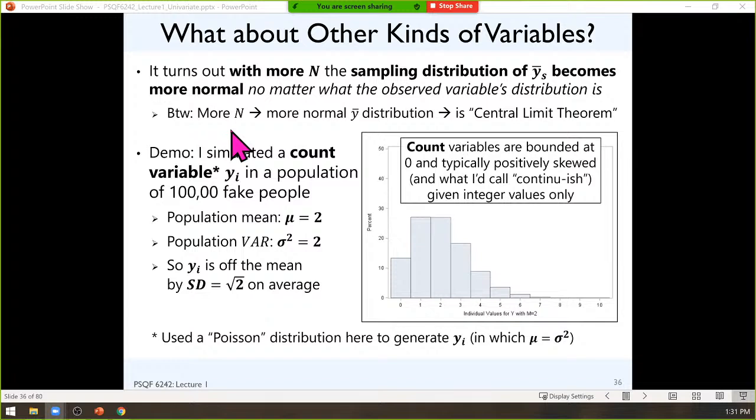So, as I said before, normal's not the only game in town. There's all kinds of distributions, and the Poisson distribution is commonly used to model count outcomes. So the number of things that has happened. This distribution, for instance, was generated using a mean of 2 and a variance of 2, because in the Poisson distribution, the mean and the variance must be the same number. Because you can't have counts that are less than 0, that forces the distribution to have this sort of skewness.